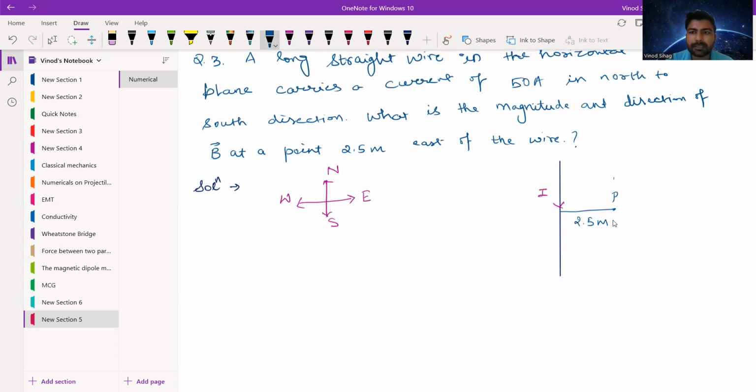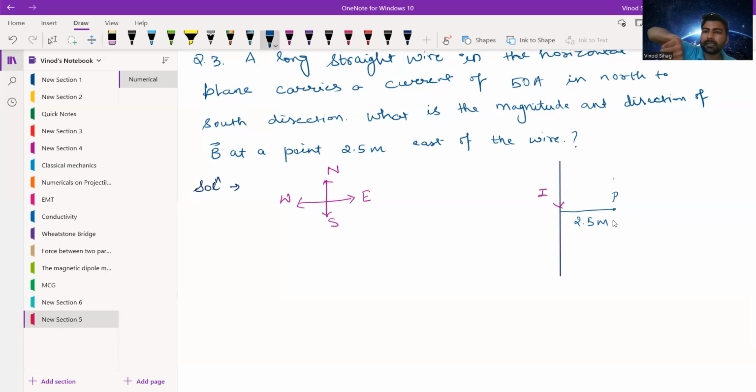As we can see, it is the case of a straight conductor wire in which the current is flowing in a particular direction. So we will use the right hand rule. The current is in the downward direction, so our right hand thumb should be in the downward direction. Then we have to determine the direction of the magnetic field at that particular point, which is point P.